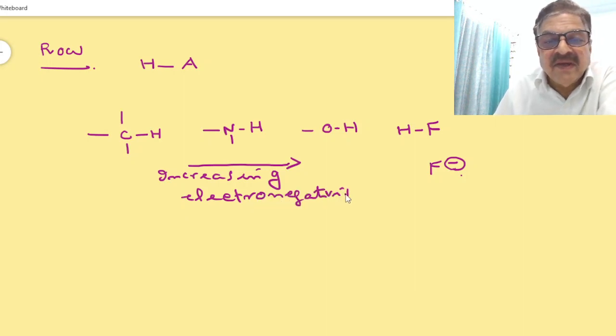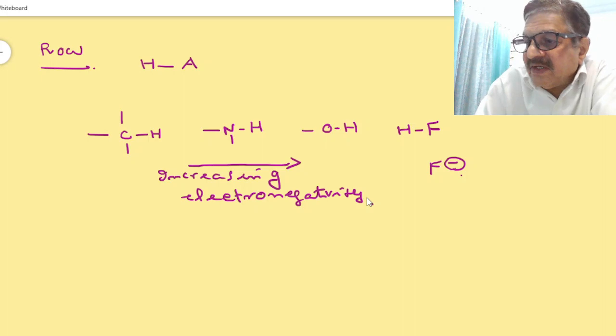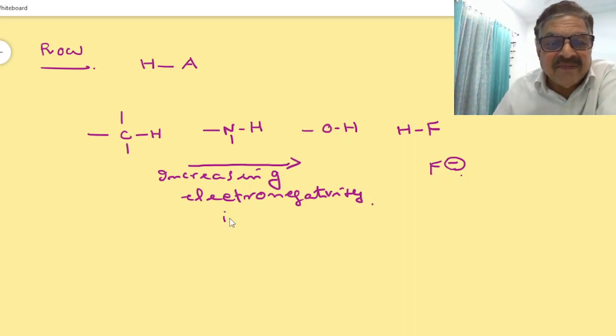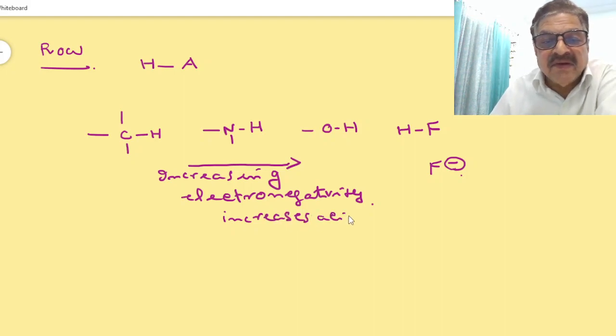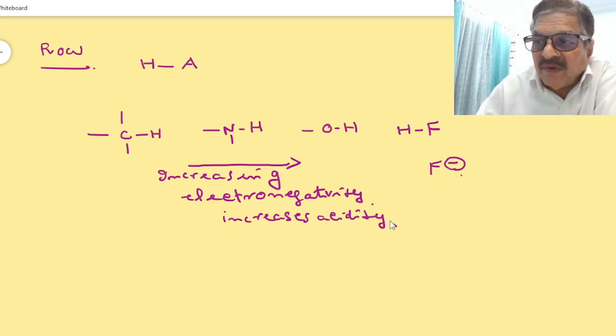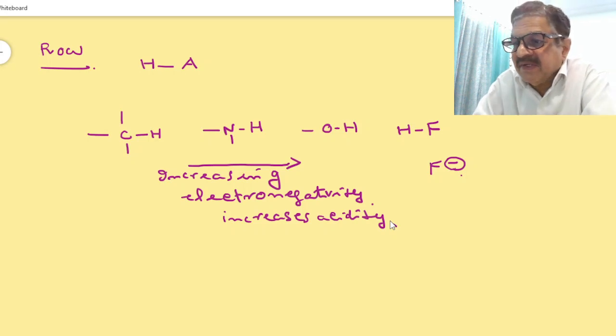Correct. So, increasing the electronegativity, it will increase the acidity also. Increasing electronegativity increases acidity. Why does it increase acidity? Because the conjugate base will be more and more stabilized here. Okay, now fluorine, that is what I was just discussing here.